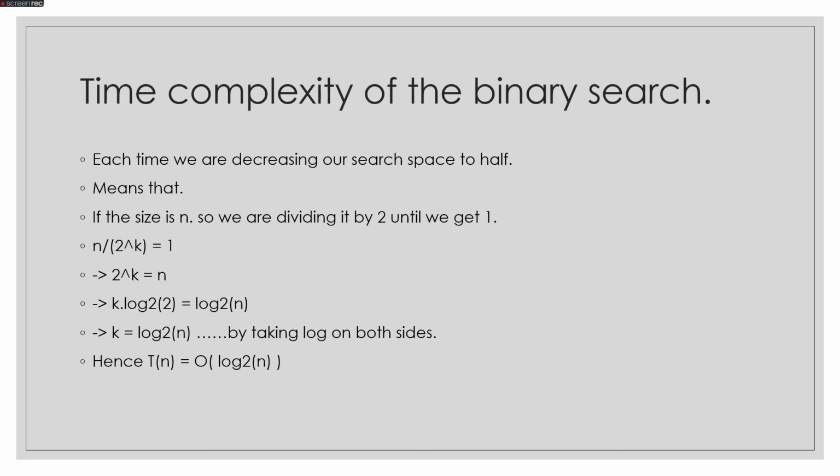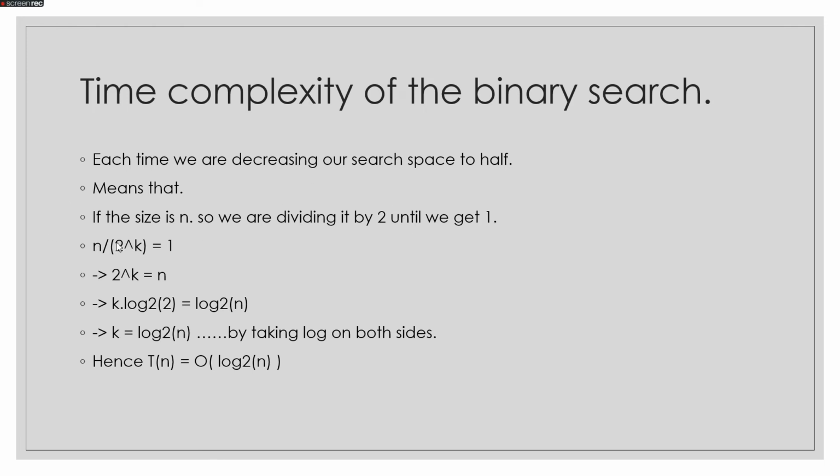that the condition there we wrote was low is less than equal to high. Means eventually the low pointer and the high pointer will be pointing to the same memory block. It means eventually our search space will become of size 1. So that's why we are dividing the size of the array until it becomes 1.